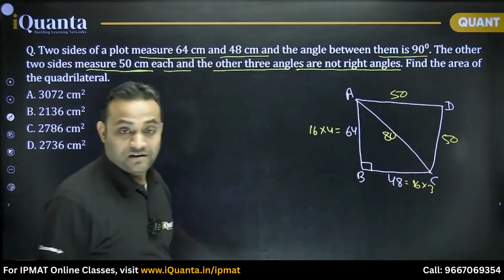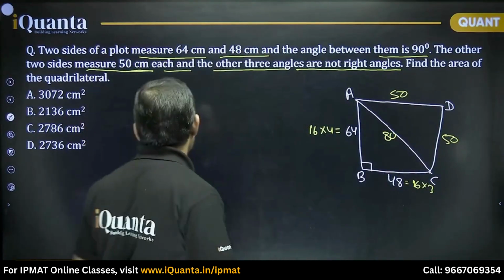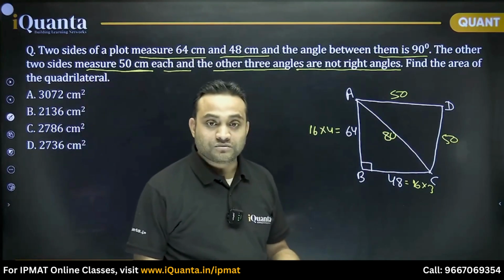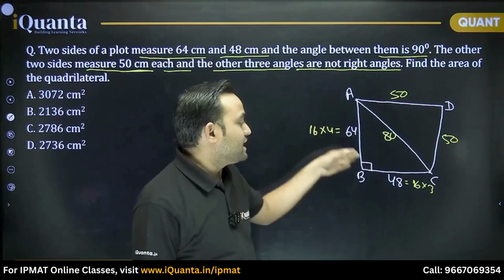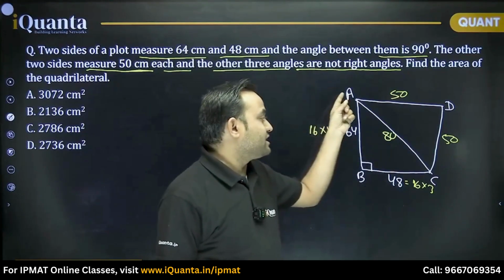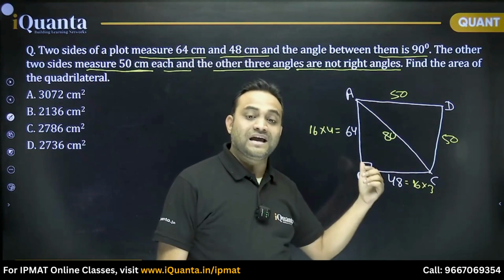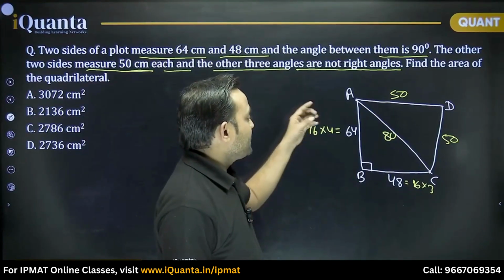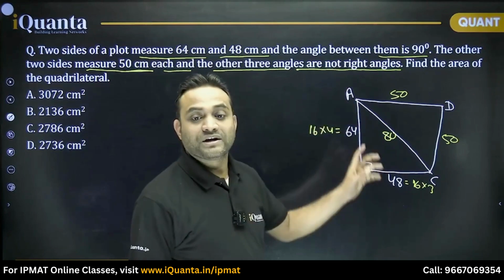How do we find the area of this quadrilateral? So there is not any direct approach. We will have to find the area of this triangle ABC and then the area of triangle ADC, and then we can find out the area of this whole quadrilateral.